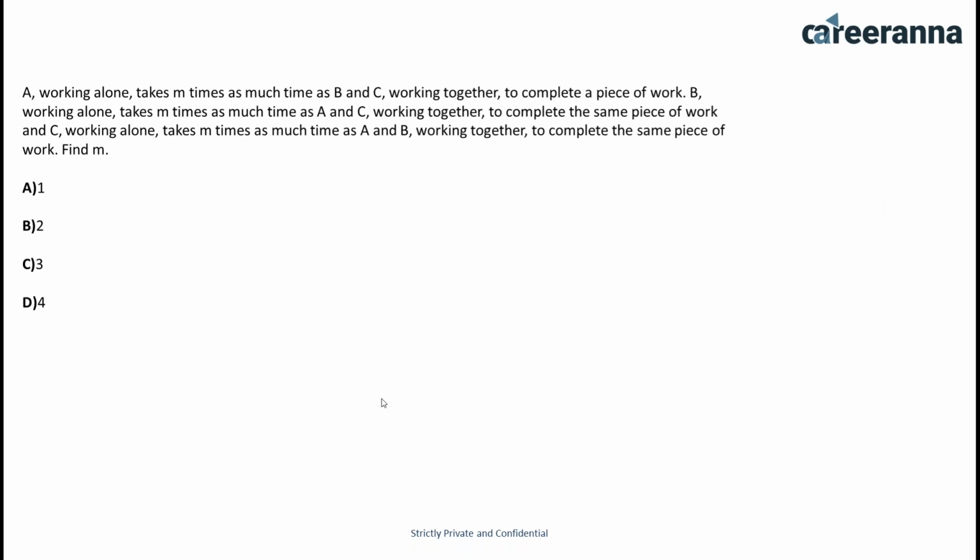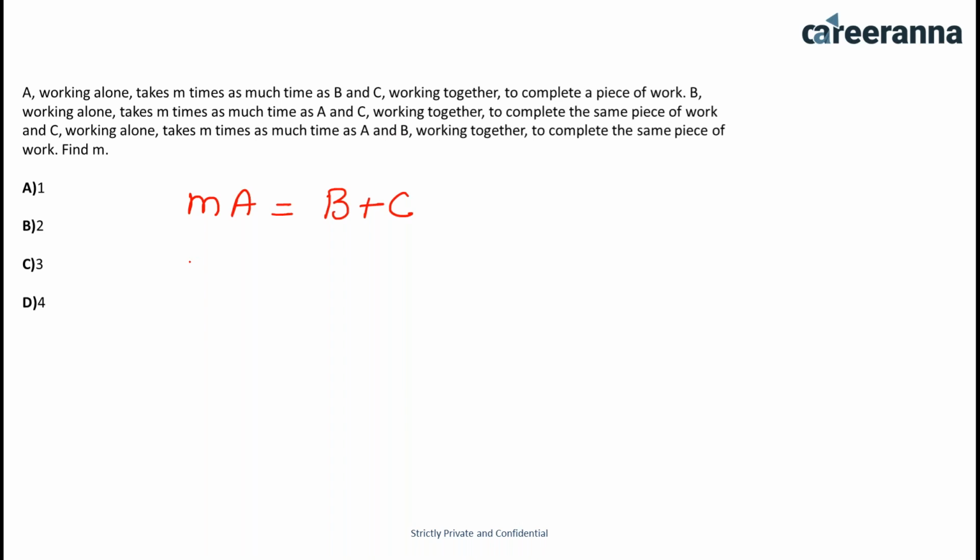Okay, let's solve this question. So now after reading the question, you know how to make the equation. The question is saying A working alone takes M times as much time as B and C. So you can make that if A is working alone, he is taking M times as much time as B and C combined. So you can say that M times of A is equal to the work of B plus C.